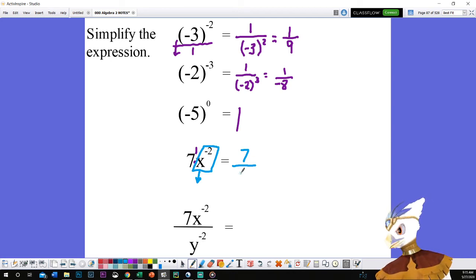But this x to the negative 2 goes down to the bottom. But remember, you don't write negative 2. You write positive, because once he goes down to his correct floor, he's all finished. No more negative to worry about.